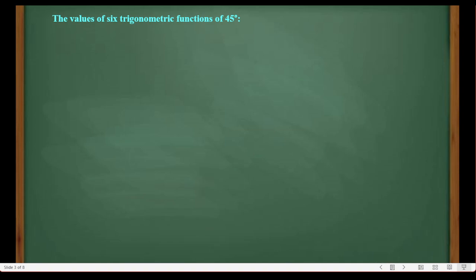The value of 6 trigonometric functions of 45 degrees. Suppose we have a right triangle here, which is actually an isosceles right triangle. Meaning, this is a right triangle whose legs are congruent. The legs are the two perpendicular sides with the same length. And one of the acute angles is 45 degrees.